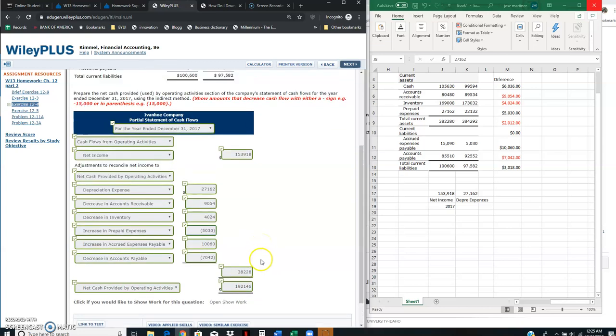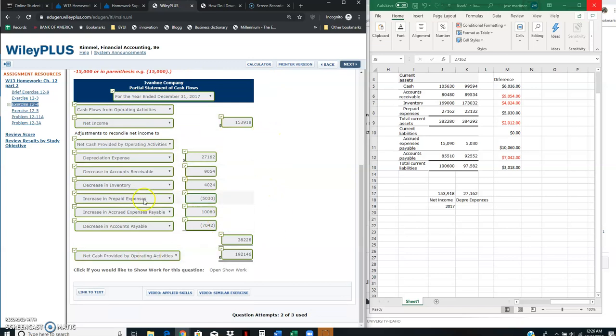In the other exercises, we'll see the other activities and expenses and stuff, but not in this one. This is only operating activities.